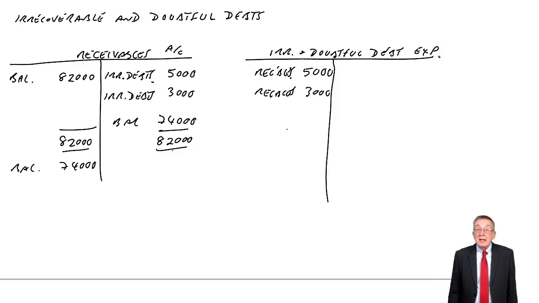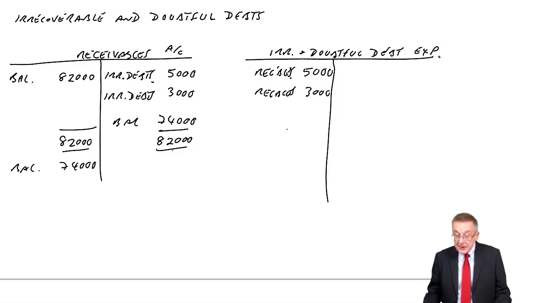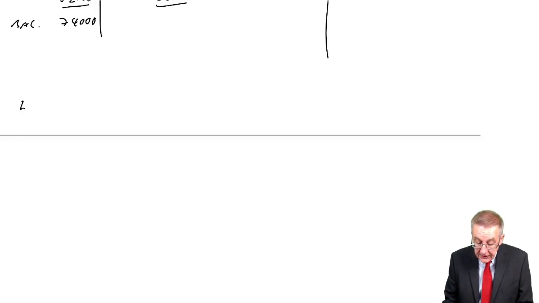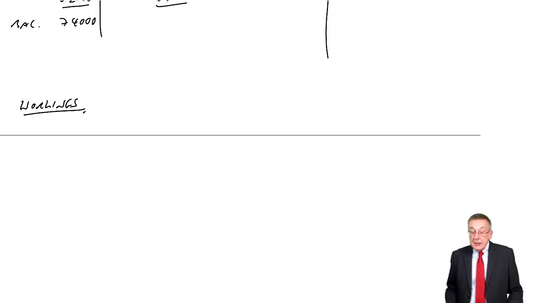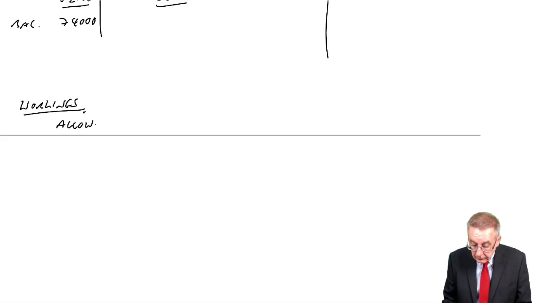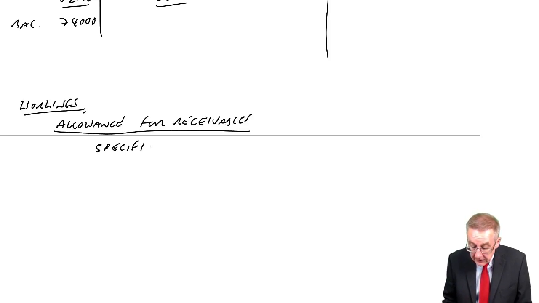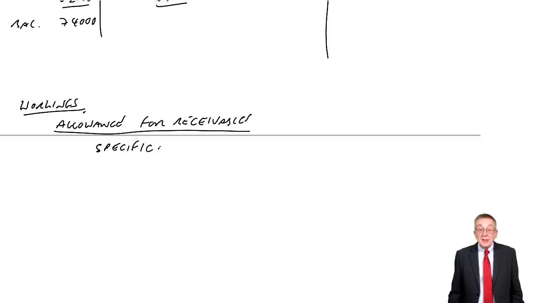But our next job is to look to see, have we any doubtful debts? Do we need an allowance for receivables? And here, first of all, we need to do some workings. We always need a little bit of workings for this. And to calculate the allowance that's needed, we look for two things. First of all, do we need any specific allowance? And remember, specific allowances are for individual debts that we know are a problem. So look down the list again.